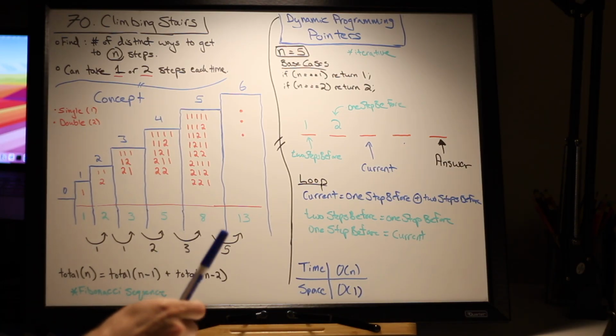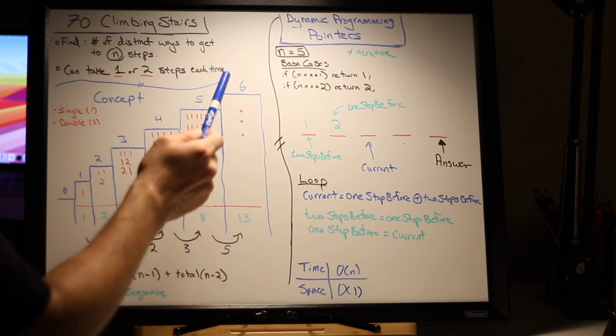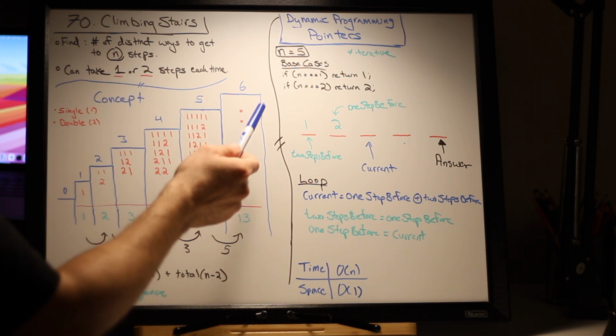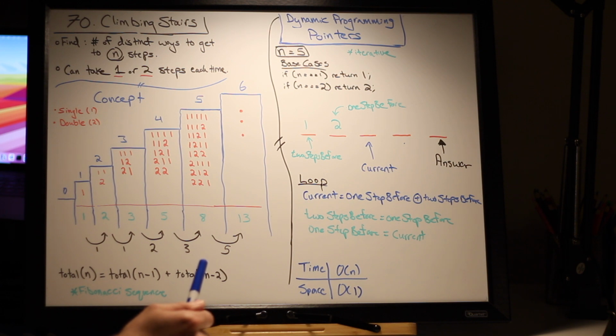The final way we can solve this problem is using pointers. This strategy is also going to be iterative. We'll be using n equals 5 as our example. The very first thing we're going to do is check if n is equal to 1 or 2 and return 1 or 2 respectively, because these are our base cases as discussed previously.